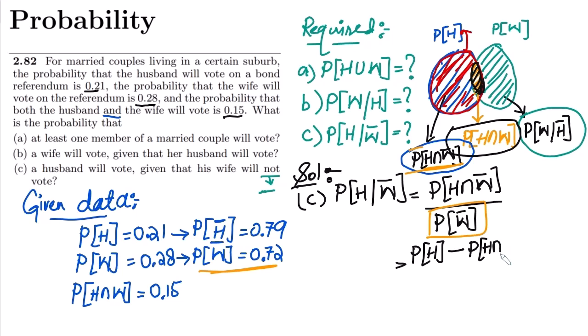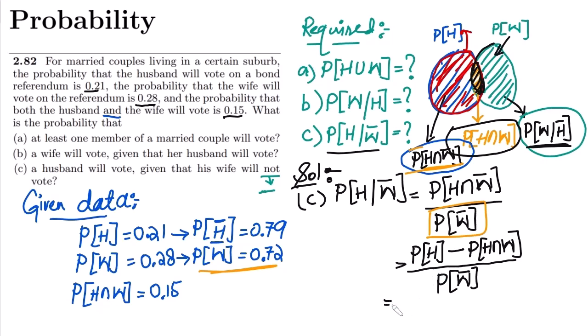Now I think it is clear how we can find this. If we want to find this one, it is very easy, because from the overall, which is the probability that the wife will vote, I subtract the intersection area and get this one as well. This concept will be utilized wherever you need the probabilities of items like these. And over it I have to divide the probability that the wife will not vote.